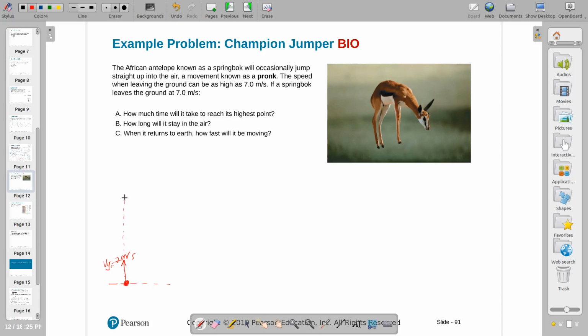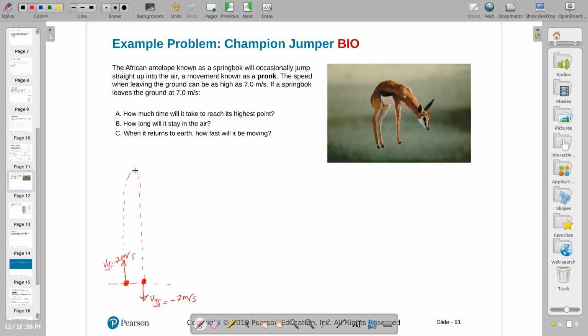We know that it will go up a little bit and then it will come back down. One important piece of information here: as the object comes back down, its final velocity will be equal to its initial velocity, only in the opposite direction. Here I can put minus 7 meters per second, showing it's downward. Remember, plus or minus shows the direction for velocity.